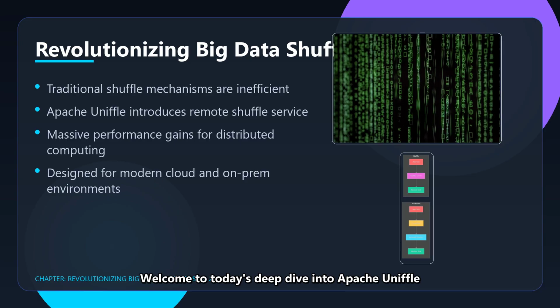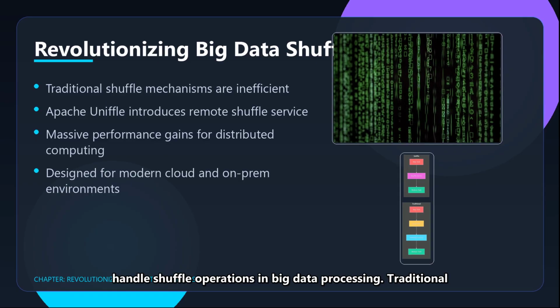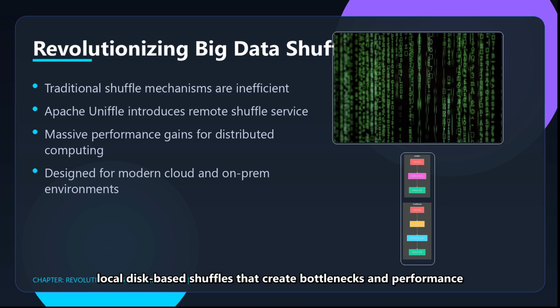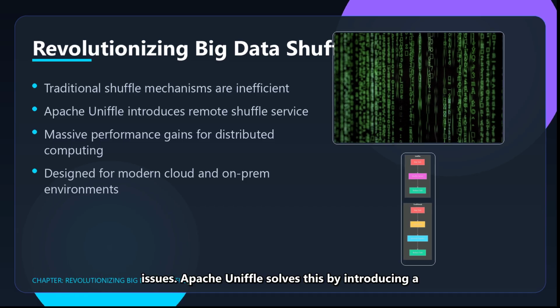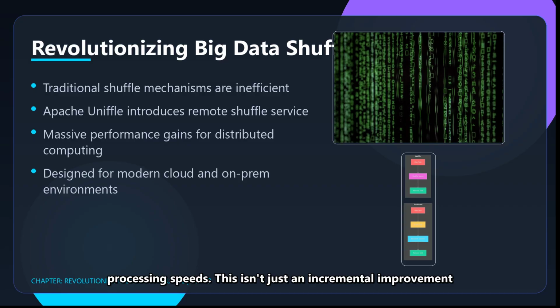Welcome to today's deep dive into Apache Uniffle, a game-changing technology that's redefining how we handle shuffle operations in big data processing. Traditional frameworks like Spark and MapReduce suffer from inefficient local disk-based shuffles that create bottlenecks and performance issues. Apache Uniffle solves this by introducing a remote shuffle service architecture that dramatically improves data processing speeds.